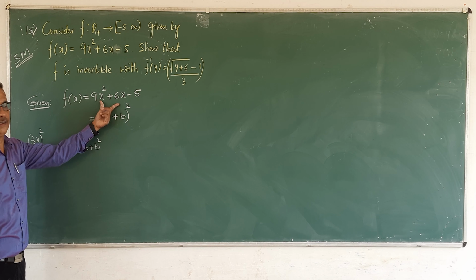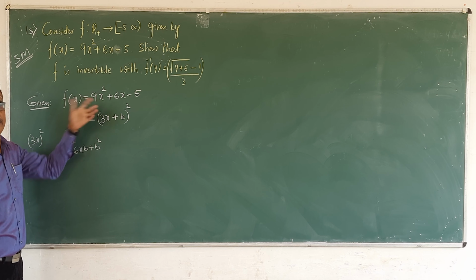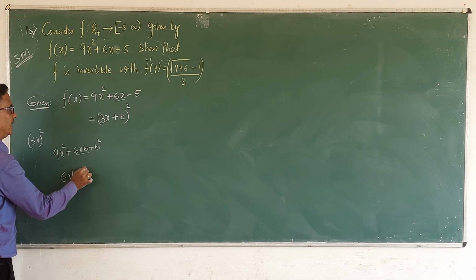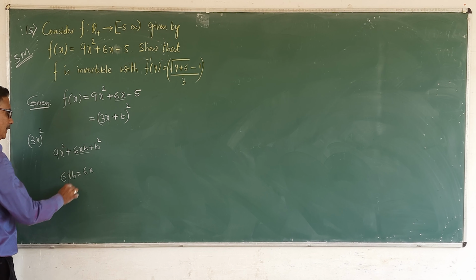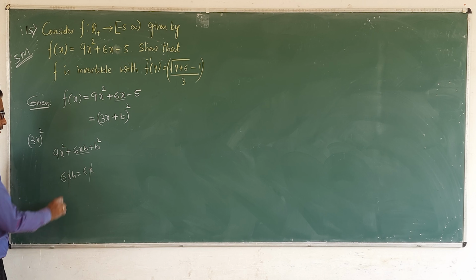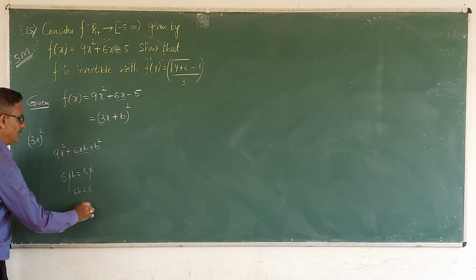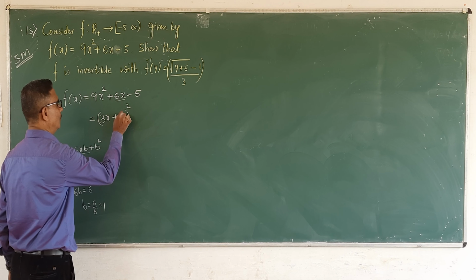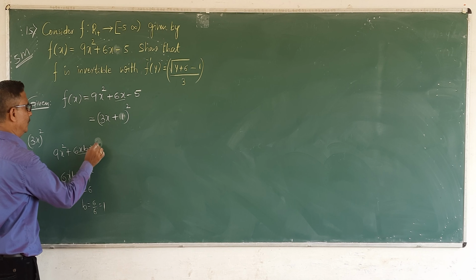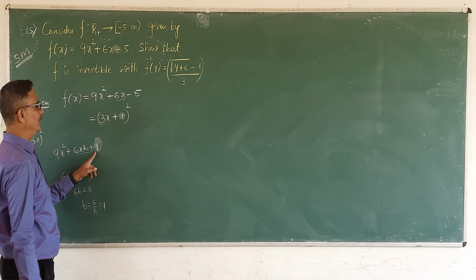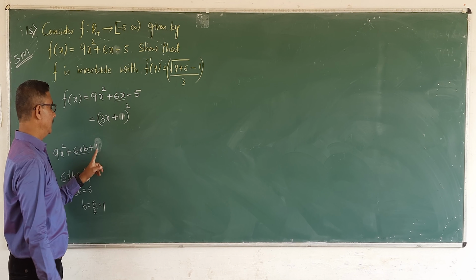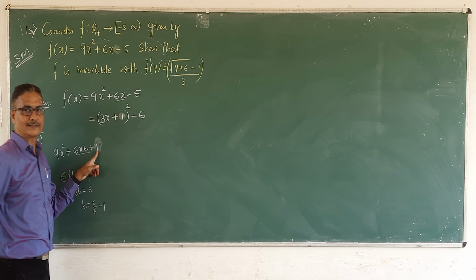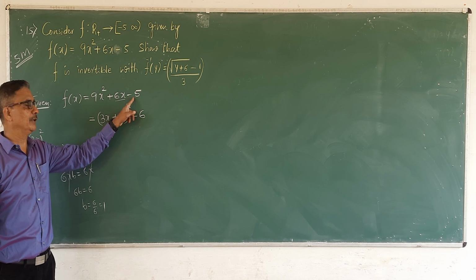Now comparing this with that. It is equal to 9x square, 9x square. 6xb here, 6x. Equating 6xb is equal to 6x. Now divide by 6x, x cancel, 6b is equal to 6. b is equal to 6 by 6, how much? 1. We got b value. So b value is 1, 1 square is 1. But here minus 5. Now make it as minus 5. We can subtract 6. Plus 1 minus 6 will become minus 5.